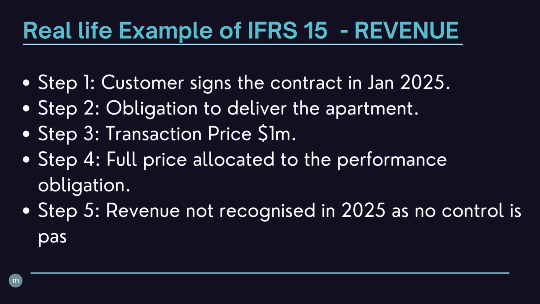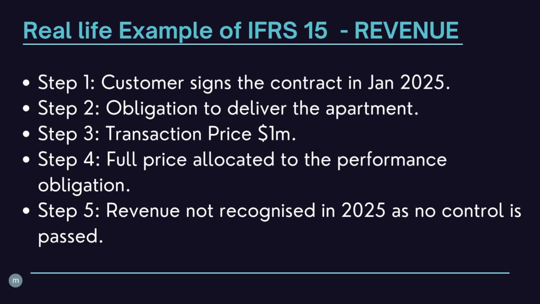Determine the transaction price. So here the total agreed price is $1 million, no hidden extras or discounts, so the transaction price is simply $1 million. Allocate the transaction price. Because there is only one obligation, the apartment, the entire $1 million is allocated to delivering that apartment. If there were any extras like furniture, parking, or maintenance, we would have split the price among those parts, but here it's just one performance obligation.